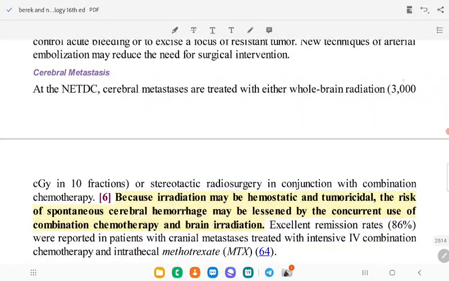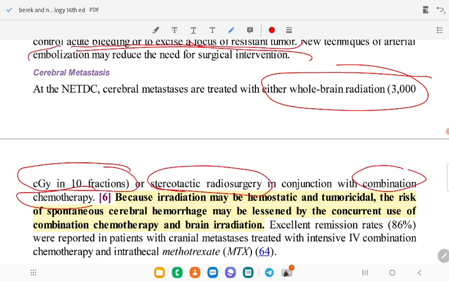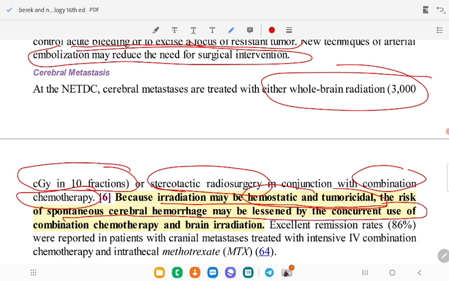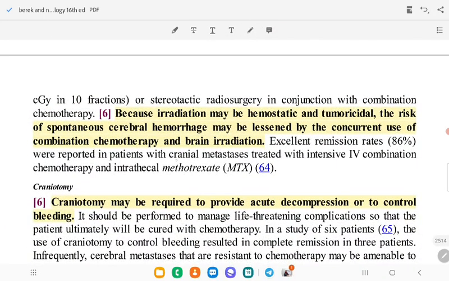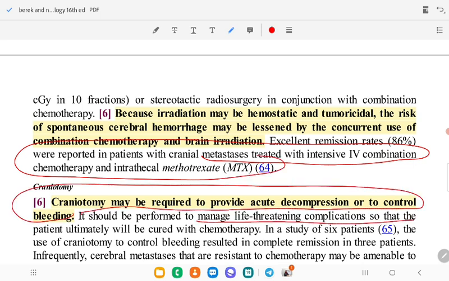Cerebral metastasis: whole brain radiation, 3000 centigray in 10 fractions, or stereotactic radiosurgery in conjunction with combination chemotherapy. Irradiation is both hemostatic and tumoricidal. The risk of spontaneous cerebral hemorrhage may be lessened by concurrent use of craniotomy, combination chemotherapy and brain radiation. Cranial metastasis is treated with intensive IV methotrexate and intrathecal methotrexate. Craniotomy may provide acute decompression to control bleeding. It should be performed to manage life-threatening complications so that the patient will ultimately be cured with chemotherapy.